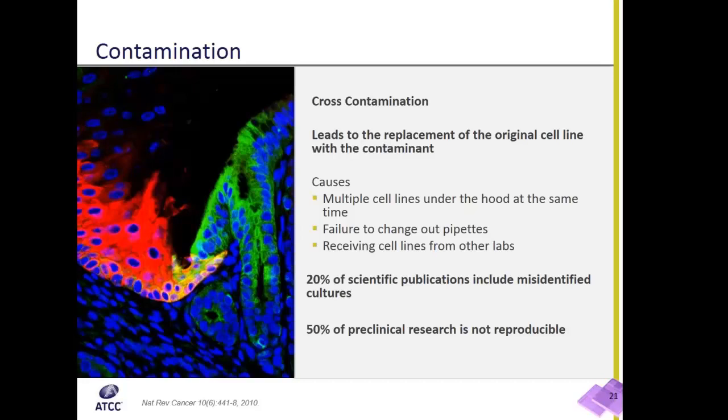Another way of contamination is that researchers may often receive cell lines from other labs that are already cross-contaminated without being aware of that. The importance of this cannot be understated. It has been estimated that 20% of scientific publications in the past have used misidentified cultures. This has also resulted in 50% of preclinical research being non-reproducible.